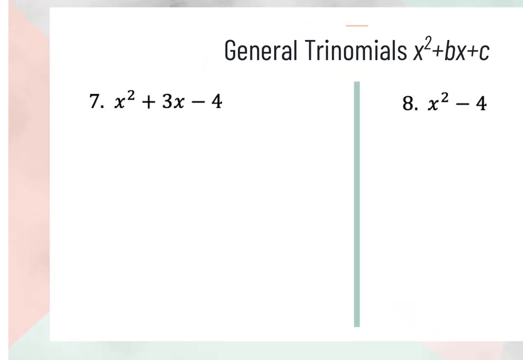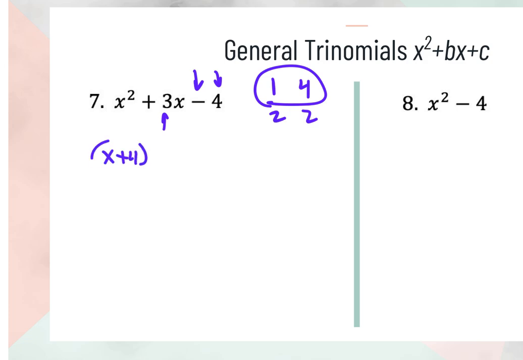Now, these work a little differently. Notice I've got a subtraction. So I see what multiplies to 4 but subtracts to a positive 3. So once again, I'm looking at my factors of 4, but how can I subtract to get a positive 3? Well, 4 minus 1 would work. So when I do that, that's going to be x plus 4 and x minus 1.